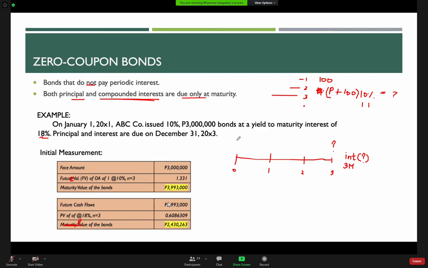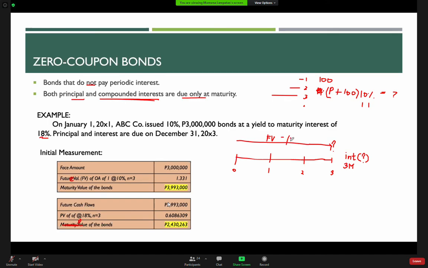So, you are going to determine the value here of the interest. The value here is 0, but over the years, we will have accrued interest payable. So, you are going to determine the future value: how much will be the total interest on the maturity date. So, the interest rate to use will be the nominal rate.